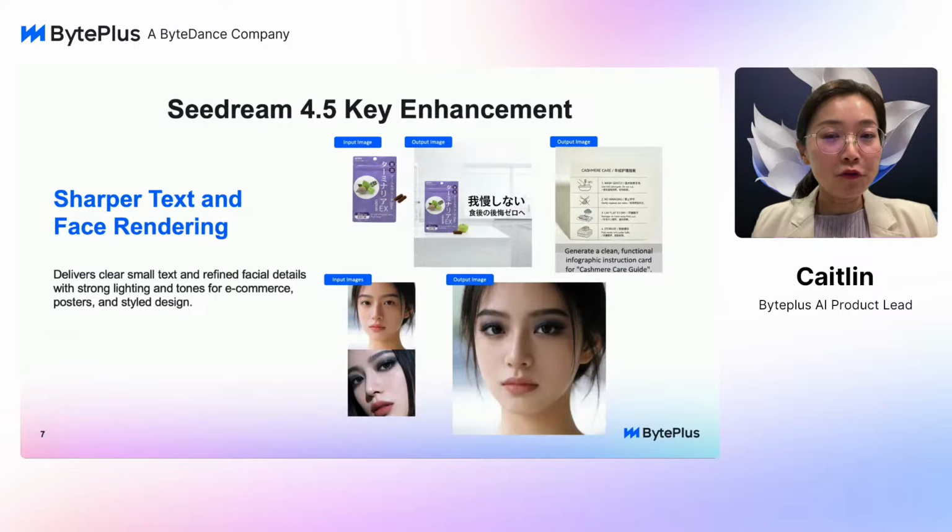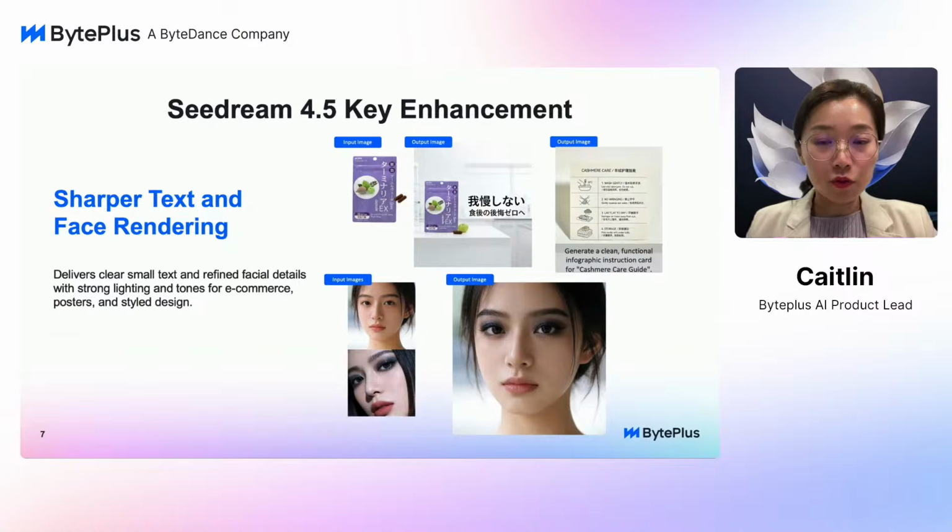The other improvement is in text rendering. This is a very important point for commercialization, like e-commerce, creative design, advertisements, and marketing. So we would like to have sharper and clearer small text and more refined facial details, even with very precise lighting and tones. These are also quite important for e-commerce posters and styled designs.